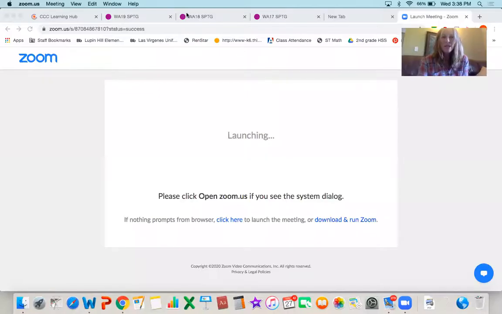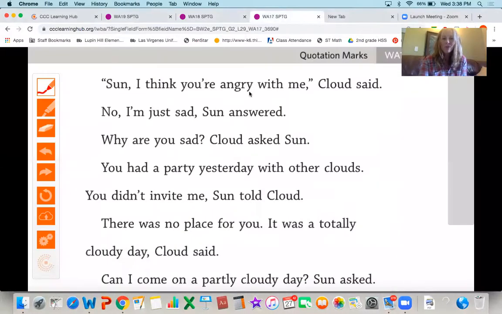So let me get what I want to show you. Okay. Where do you see any quotation marks in that first sentence? "Sun, I think you're angry with me," Cloud said. So here are quotation marks here and quotation marks here. Now, quotation marks go around what is being said. So we put them here at the beginning of what's being said. And then we put it at the end, and we put it after the punctuation that is there, which happens to be a comma.